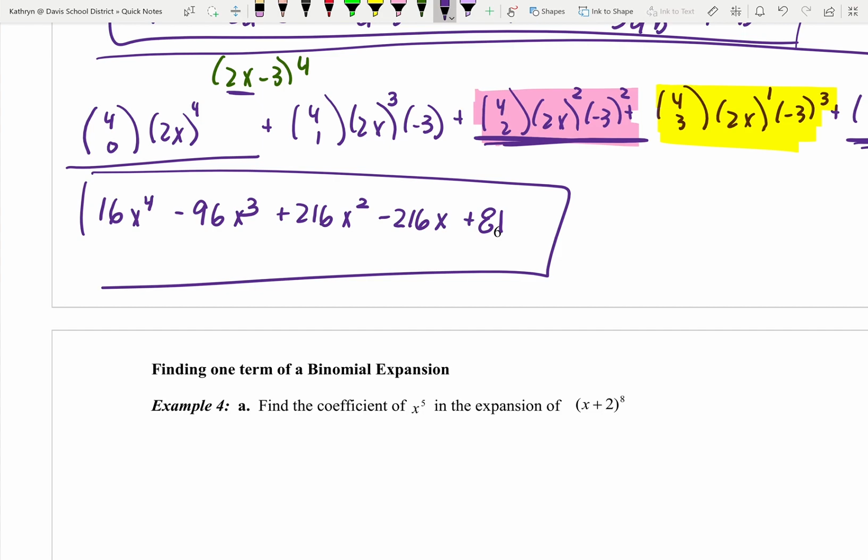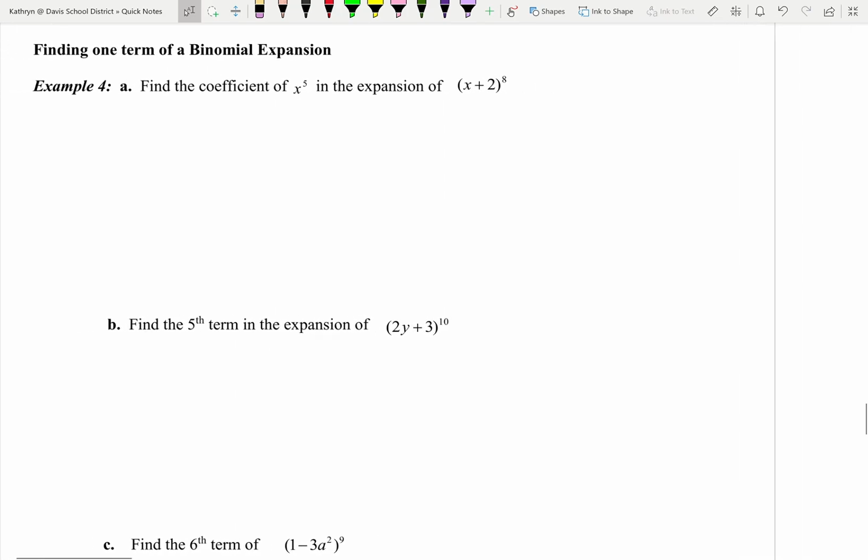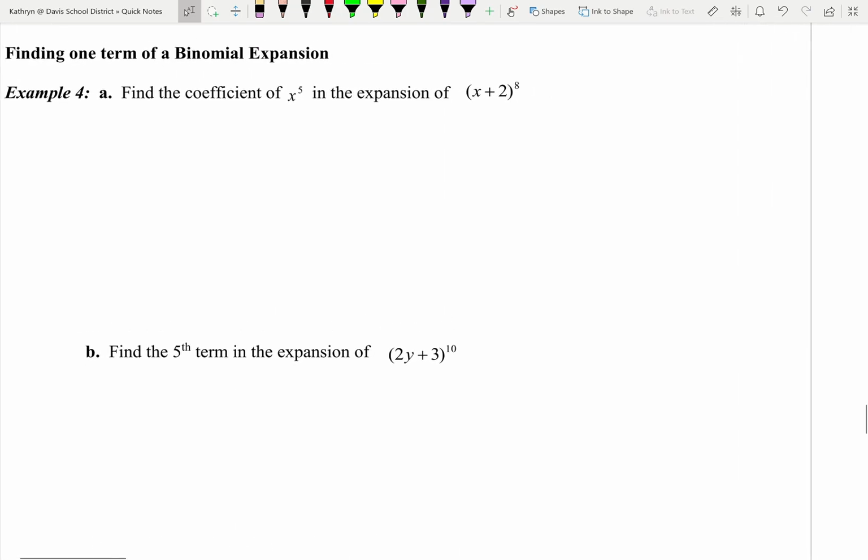Could you do this using Pascal's? Yes. It's not going to help you on your final. Okay, I want you to do that method. Okay, here's what it's going to start looking like. Okay, find the coefficient of the x to the 5th in this expansion. Okay, everybody write this down.